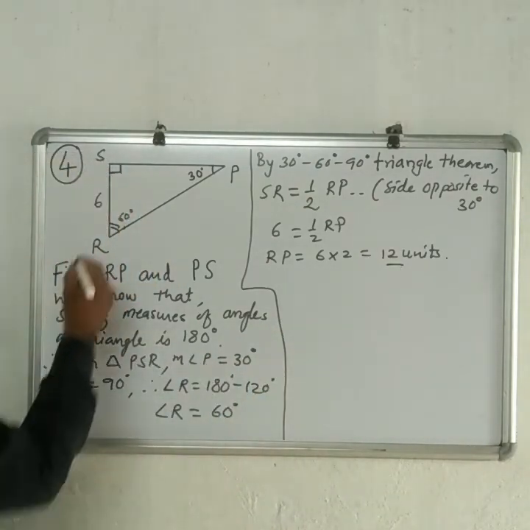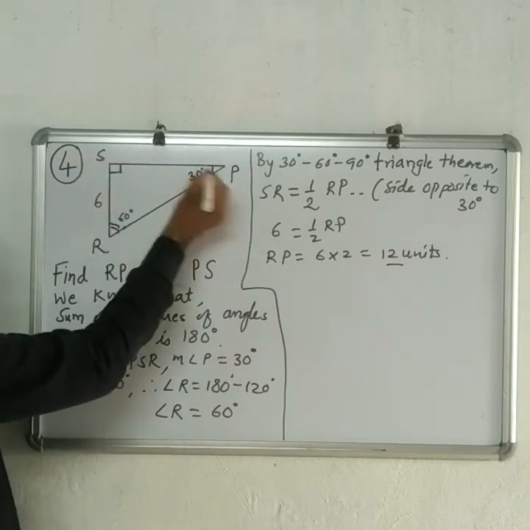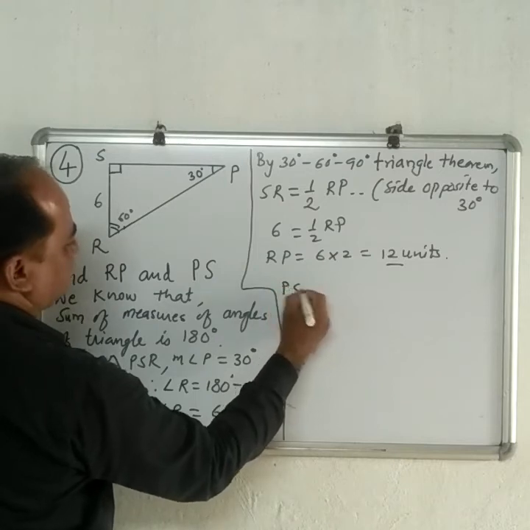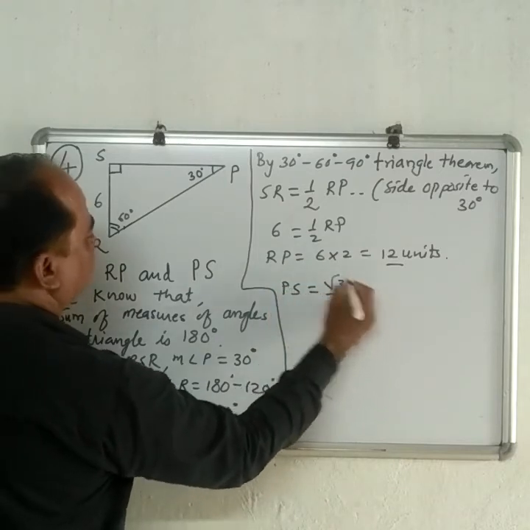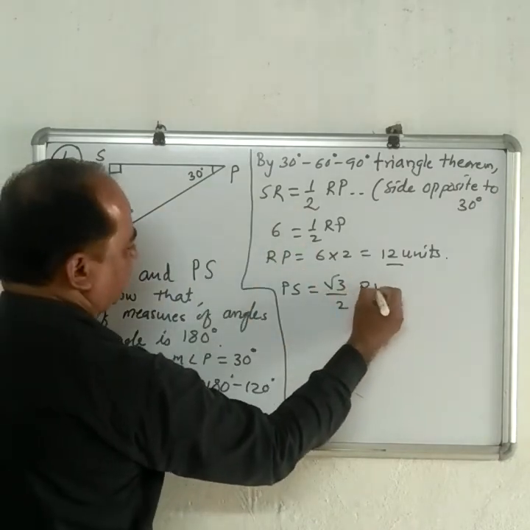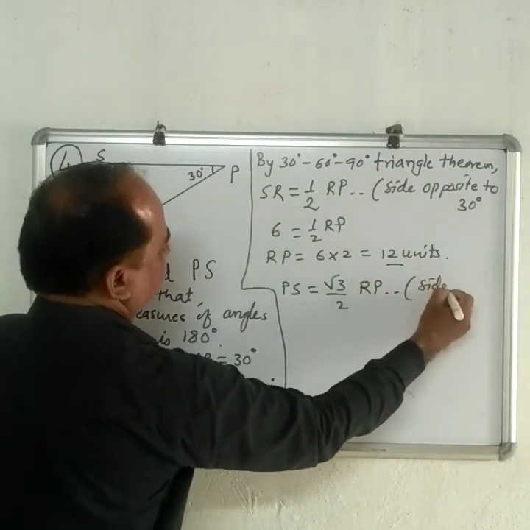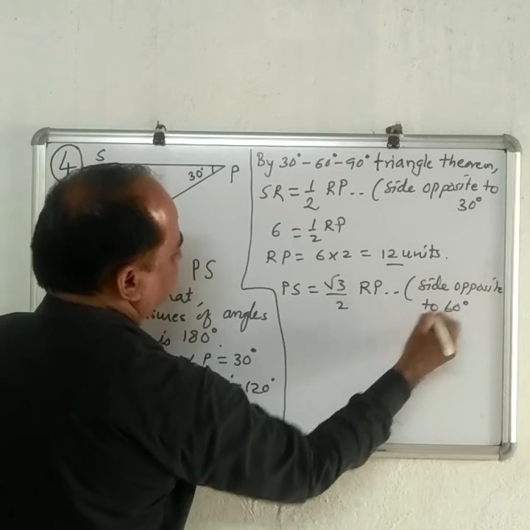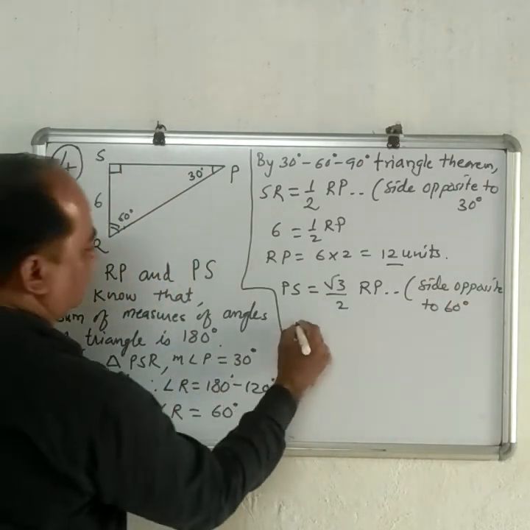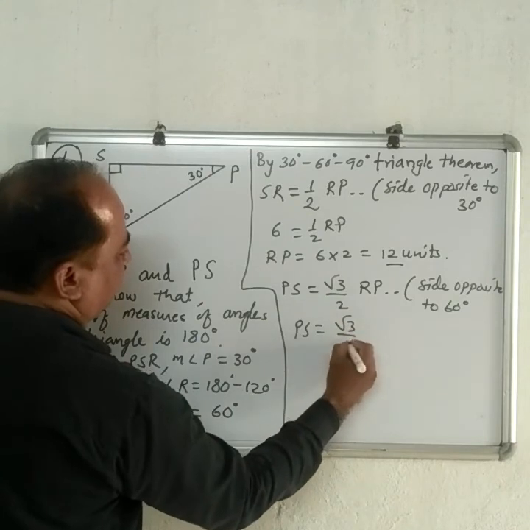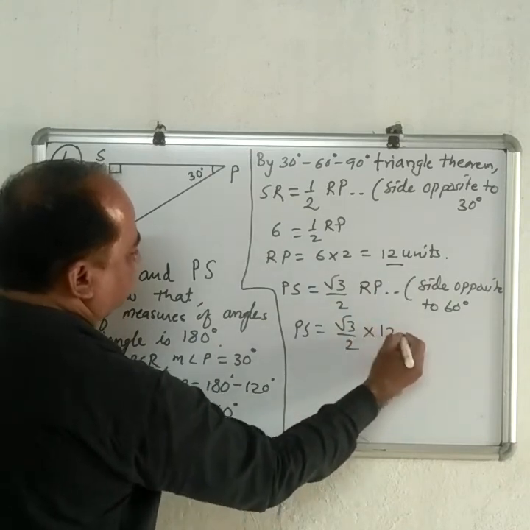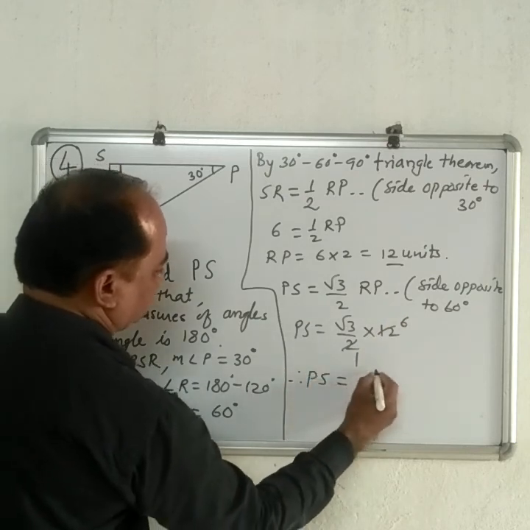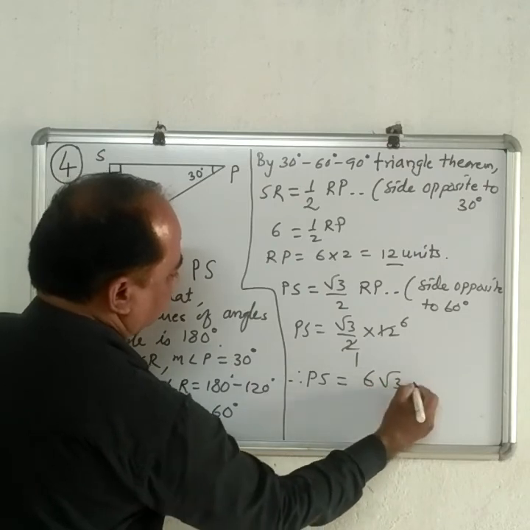Now, the side opposite to 60 degree, that is PS. The 30, 60, 90 degree triangle theorem tells us that PS is root 3 upon 2 times the length of the hypotenuse RP. Side opposite to 60 degrees is root 3 upon 2 times the hypotenuse. So PS is equal to root 3 upon 2 into RP. We got 12, 12 twos are 6. So therefore PS is equal to 6 root 3 units.